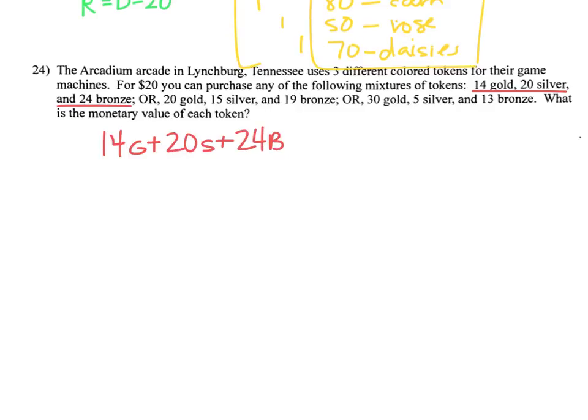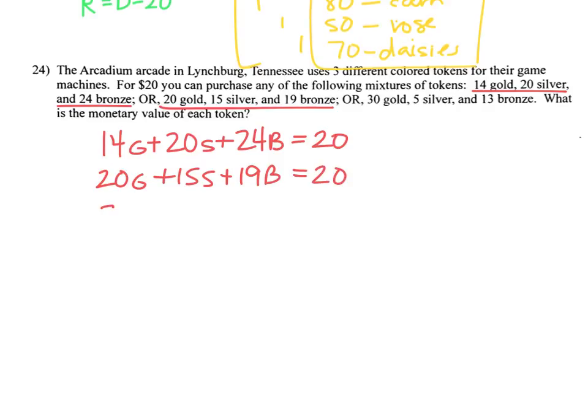Again, you are welcome to use X, Y, and Z. I'm just trying to make more sense of this problem. All of that's going to give you $20. Or you can have this other combination, 20 gold plus 15 silver plus 19 bronze, and that's still going to be for $20. And the last one, 30 gold plus 5 silver plus 13 bronze, again costs $20. So there's your matrix. You're going to use your calculator to solve that and determine the monetary value of each.